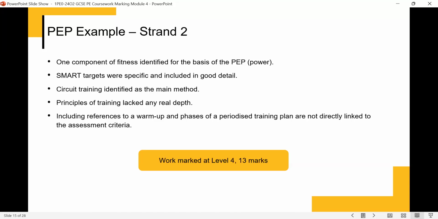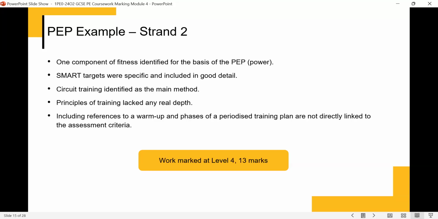Now for strand 2, you can see the marks there, but I'll go through the justification first. One component of fitness was selected to form the aim of the PEP. This allowed the candidate to focus on one particular area, giving them the word count to explore this aspect in sufficient depth to allow access to the higher levels of the marking grid. So I'll just stop there again.